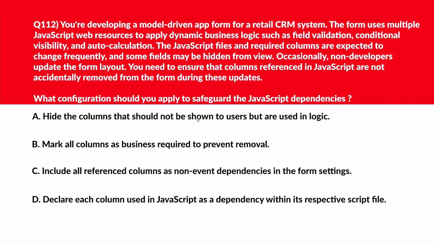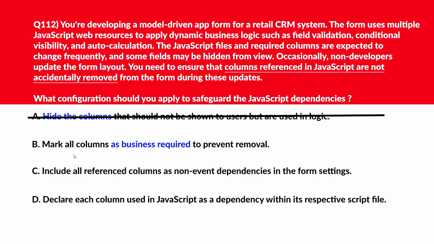Alright, now this looks interesting. We'll look first option A. Option A says hide the columns that shouldn't be shown to users but are used in logic. Hiding columns doesn't prevent them from being removed from the form layout. We'll eliminate it. We'll move to option B.